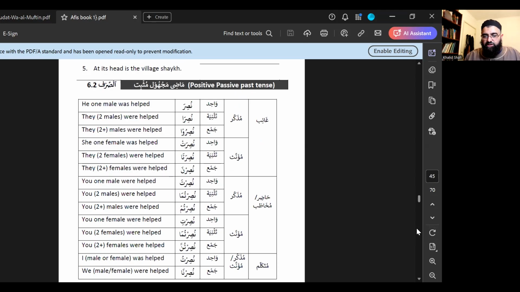Then we go to the verb lesson, sarf. Today we're learning about majhul. We learned about muthbit, the positive: nasara, nasara, nasaru. We learned about manfi, the negative: ma nasara, ma nasara, ma nasaru, in the previous lesson.